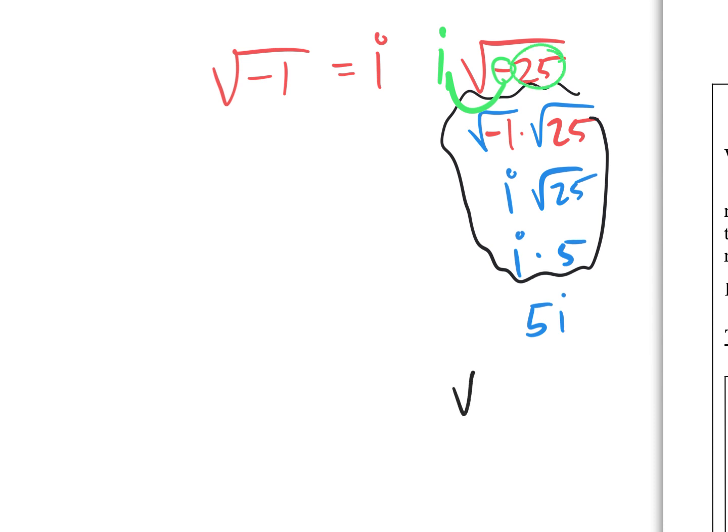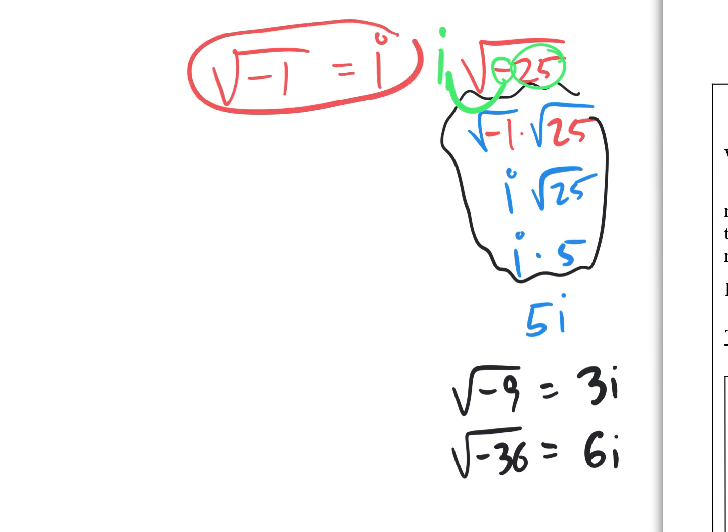Okay, so it's as simple as this. What is the square root of negative 9? 3i. What's the square root of negative 36? 6i, right? Pretty simple, right? Okay. Again, where does i come from? It comes from the square root of negative 1. Negative 1 is the variable i.